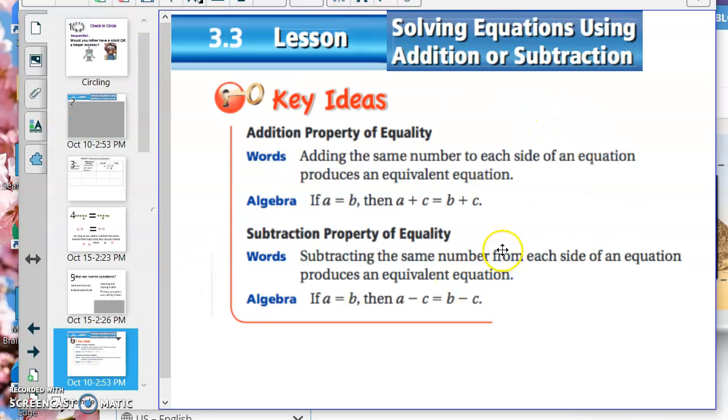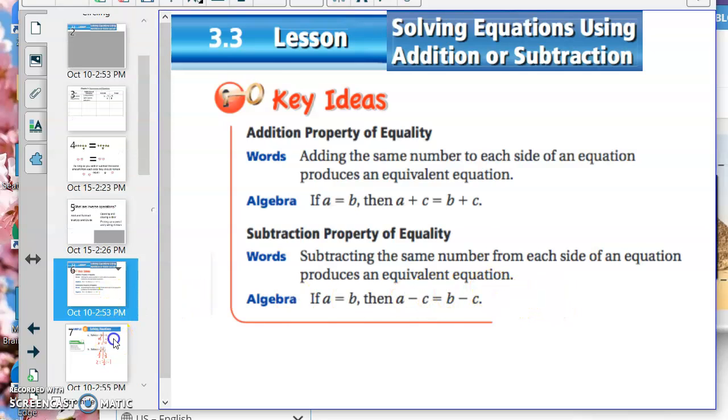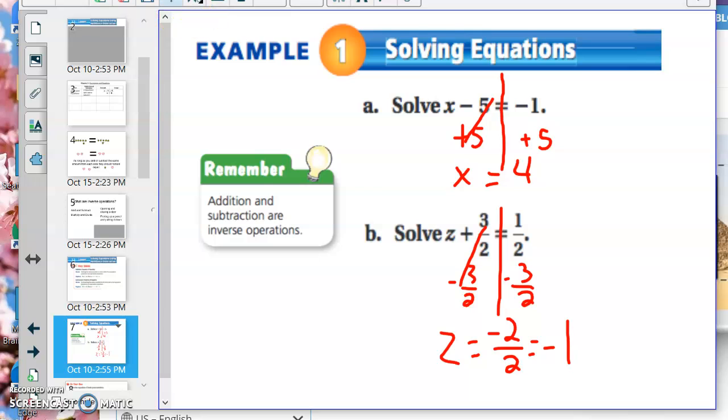So that takes us to our properties for today. First up, addition property of equality says I can add the same number to both sides and my equations are still going to be equivalent. And subtraction property of equality means I can subtract the same number from both sides and my equations are still going to be equivalent. So that takes us to the first example here.